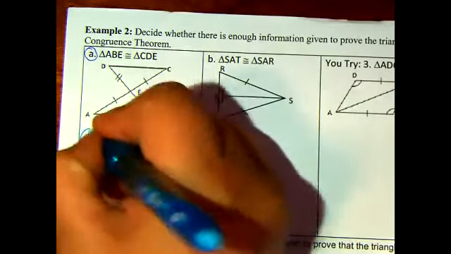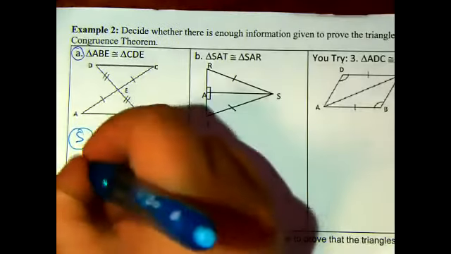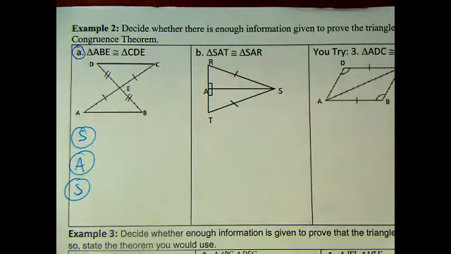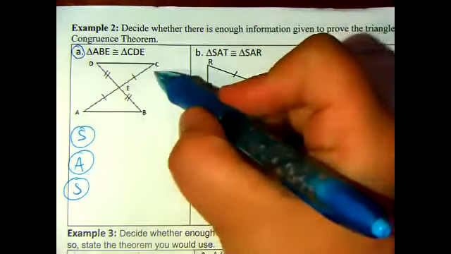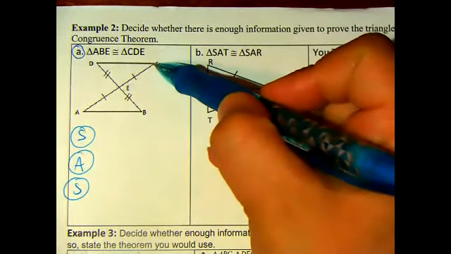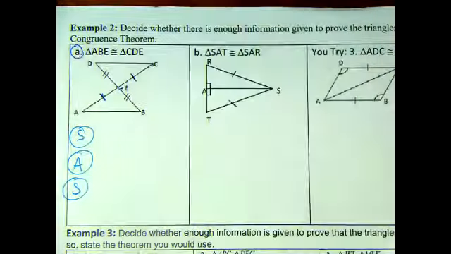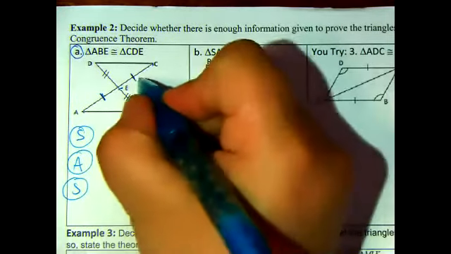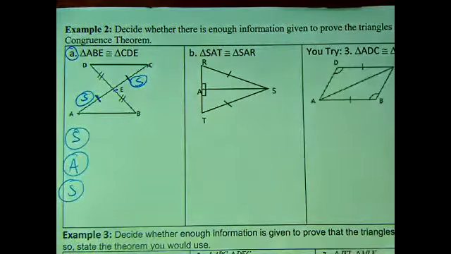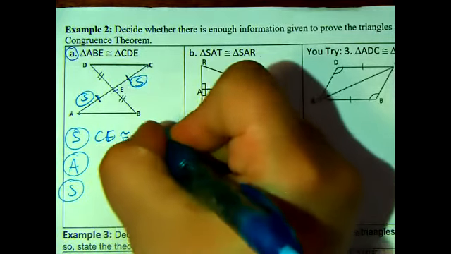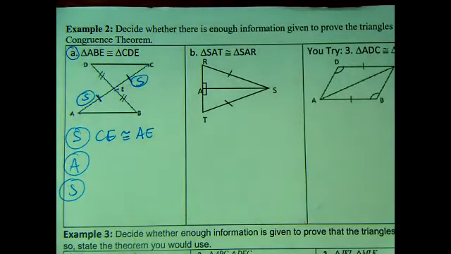That means we're going to need a pair of sides, we're going to need an included angle, and we're going to need another pair of sides in order for there to be enough information. Okay. So let's take a look. In our diagram, we're told side CE is congruent to side AE. I have one tick mark here, I have one tick mark here, right? So that's one of my sides. So CE is congruent to AE. So that's one of my sides.